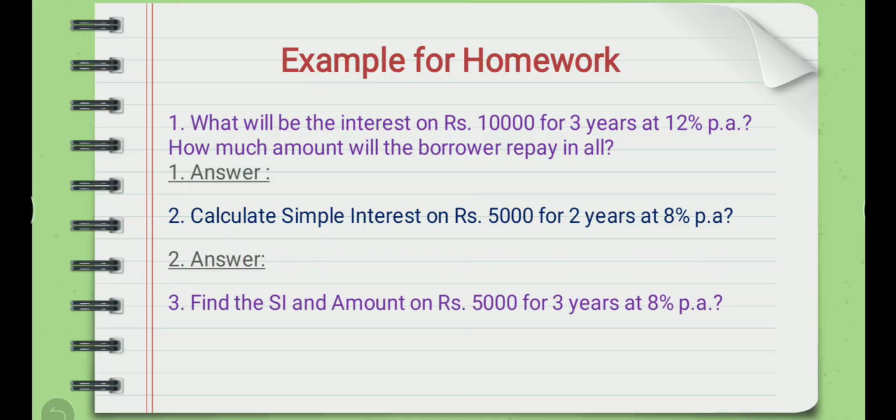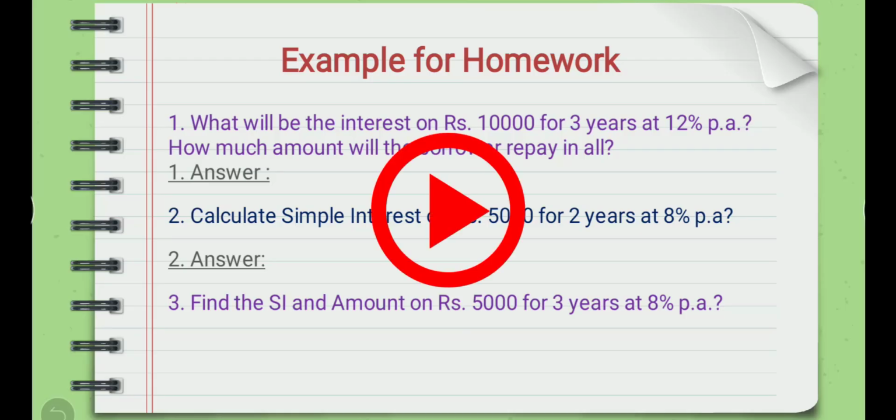Now the third example. Find the simple interest and amount on rupees 5,000 for 3 years at 8% per annum. So in this example you have to calculate simple interest and amount. You can calculate firstly simple interest, then calculate amount. So amount is equal to P plus SI, or you can calculate amount by using the formula for amount also. Pause this video for a minute and comment your answer in the chat box.